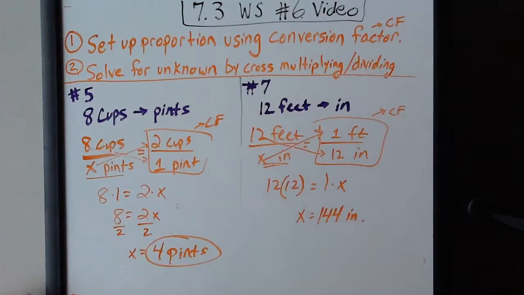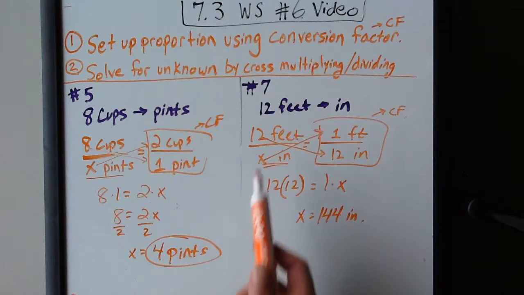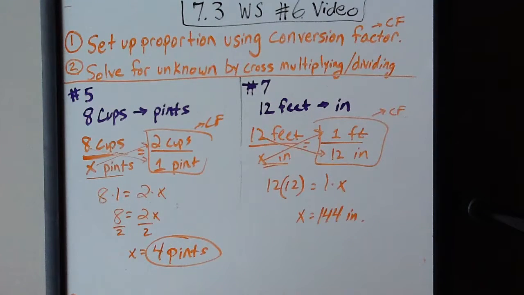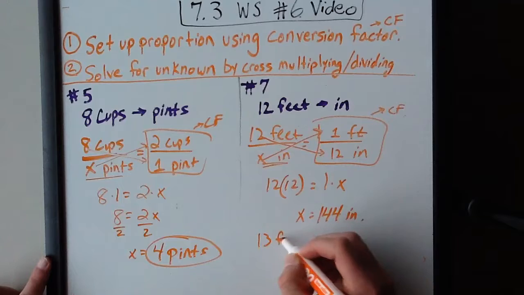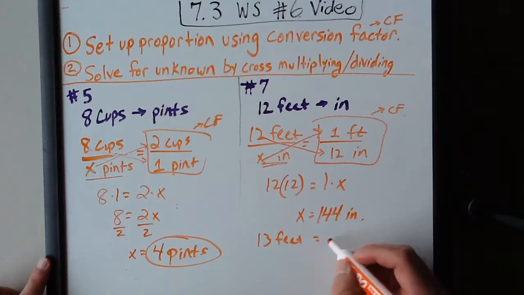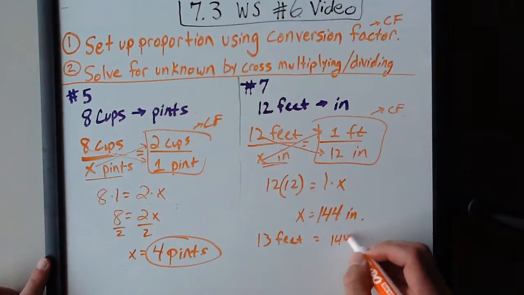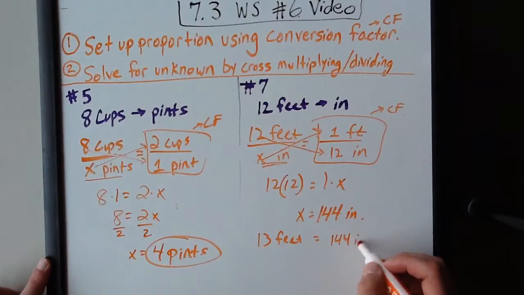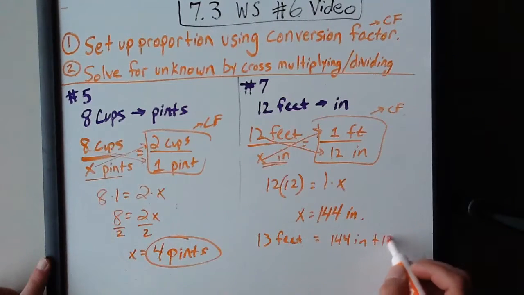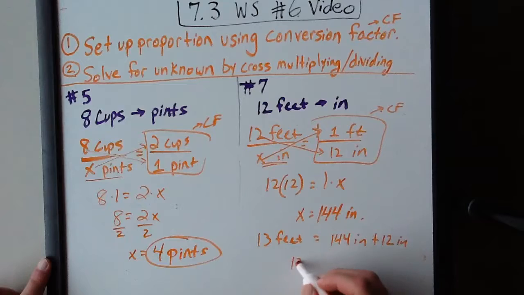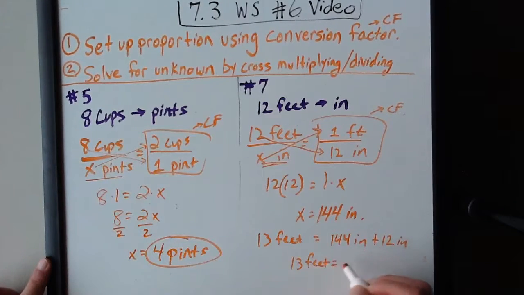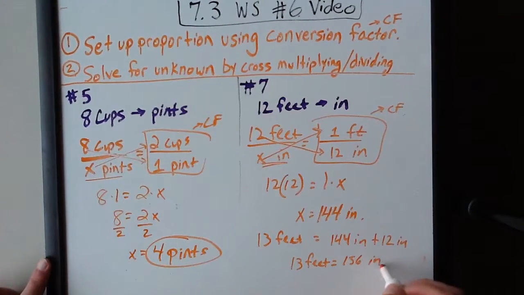Okay. Now I could do the same thing for 13 feet, set up a proportion with 13 feet, cross multiply and divide. Or I could just think to myself, well, if 12 feet is 144 inches, then 13 feet must be 12 more inches than that. Okay, so 13 feet would be the same as 144, because that's what 12 feet is, plus 12 more inches. So 13 feet is going to be 156 inches.